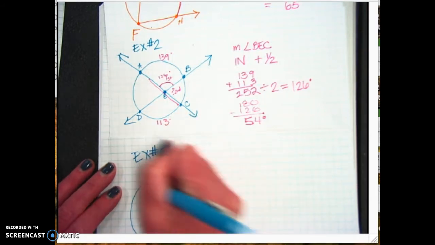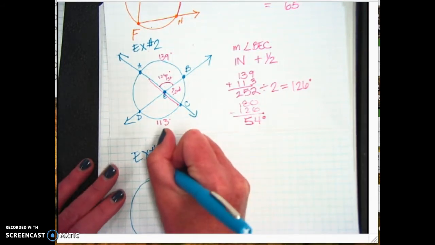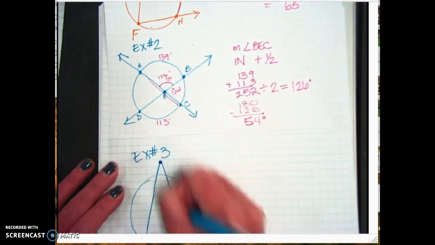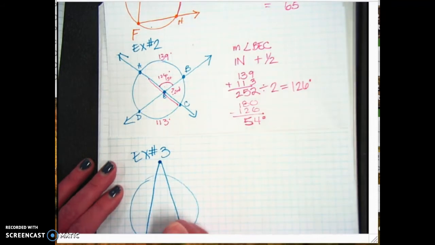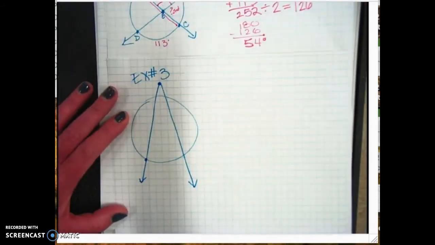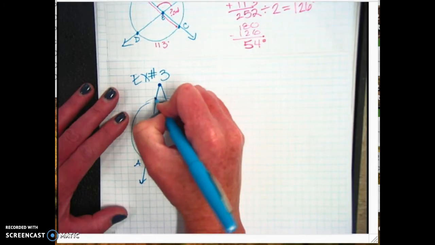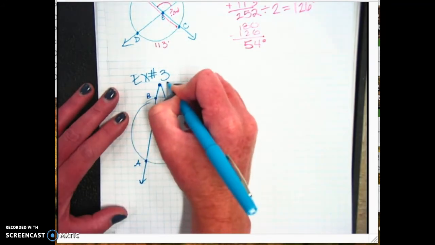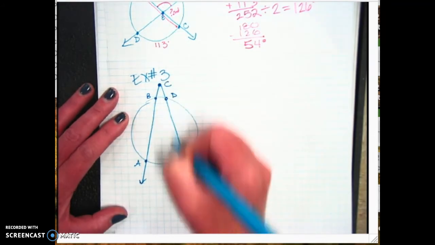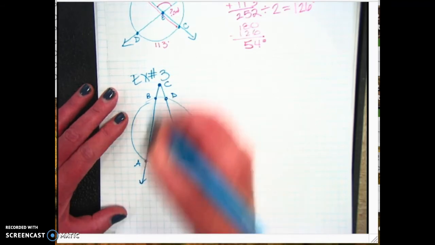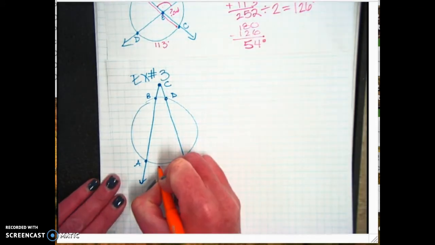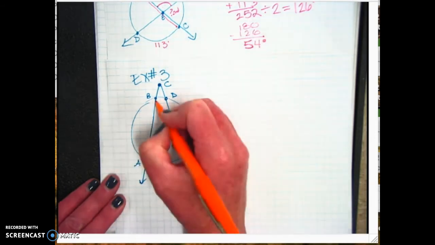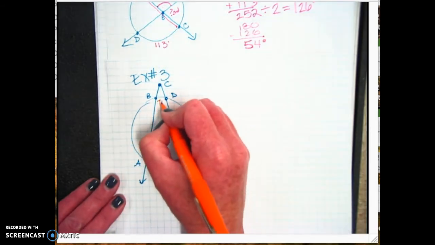Example number 3, here's our circle. We're going to put a point over here. 2 lines come in. We'll call this intersection right here A, this intersection B, this point C, intersection D, intersection E. So A, B, C, D, E. All right, and the measurements, arc AE is going to be 200. Arc BD is going to be 74.